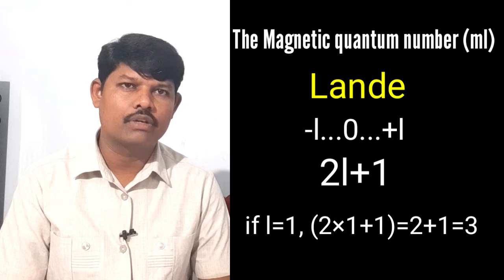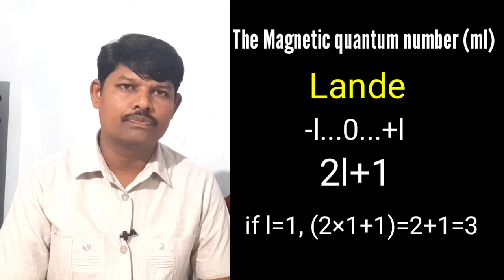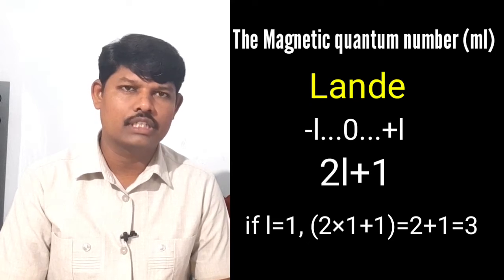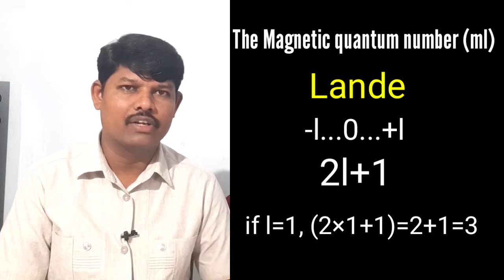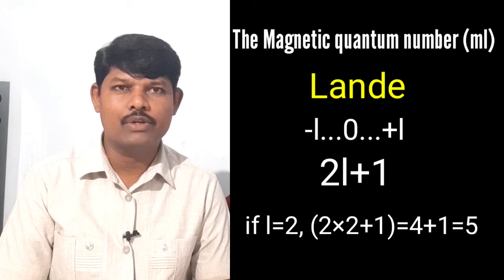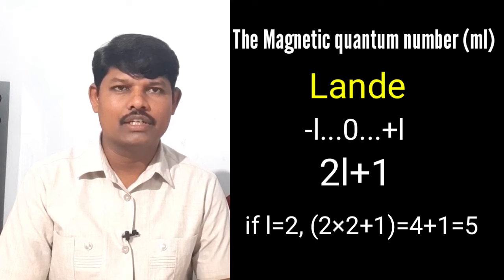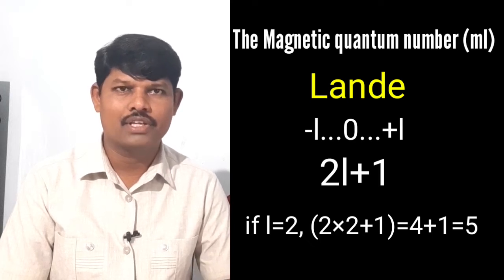You have to substitute the value n is equal to 1 instead of L. 2 into 1 plus 1. That means 2 into 1, 2 plus 1, 3. So if L is equal to 1, ML has 3 values. If L is equal to 2, ML has how many values? 2 into L, that means 2 into 2 plus 1. 2 2s are 4, 4 plus 1, 5. 5 values. Okay, like that.